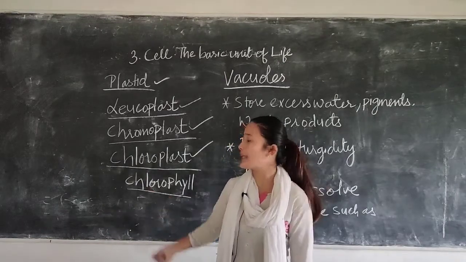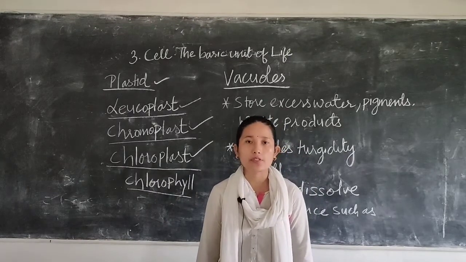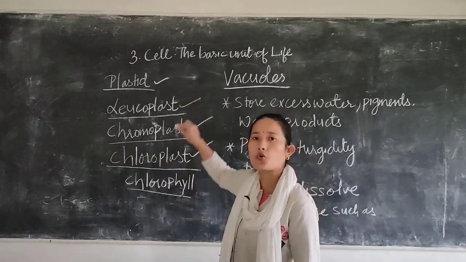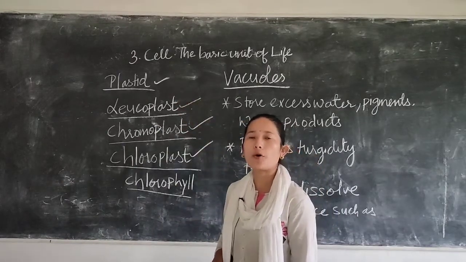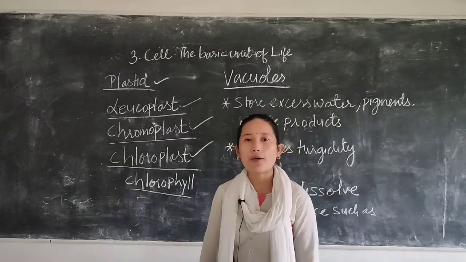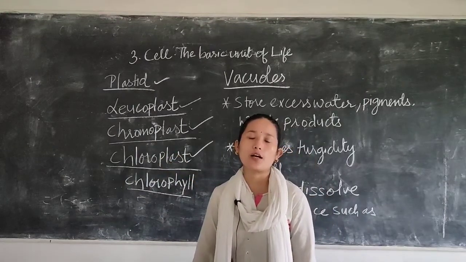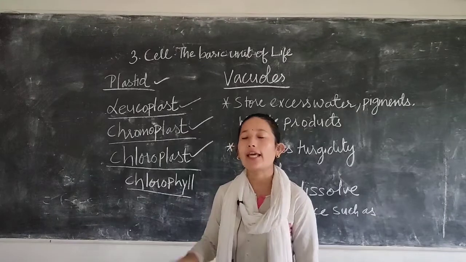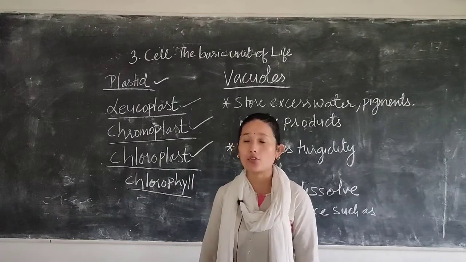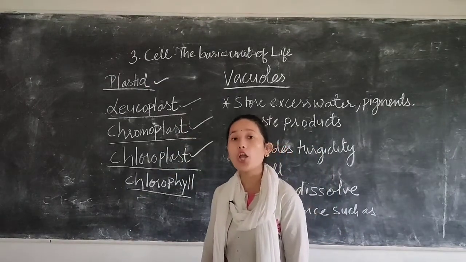Where is chlorophyll present in the plant? It is present in leaves. So you have to go through the function of each one of these. Leucoplast stores food in the form of starch. Chromoplast gives color to fruits or flowers. Chloroplast consists of chlorophyll, gives leaves a green color and helps in carrying out photosynthesis by trapping sunlight. Those are the functions, and you have to go through them very properly.